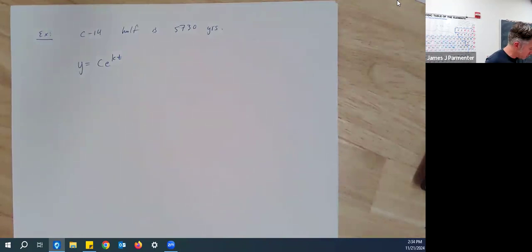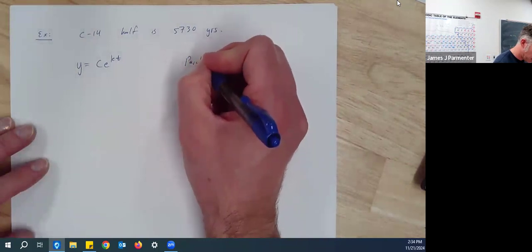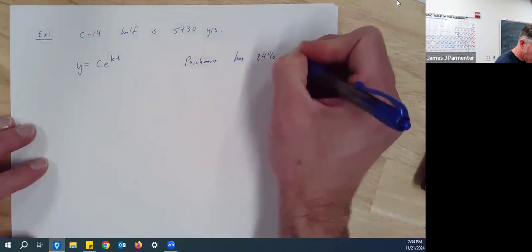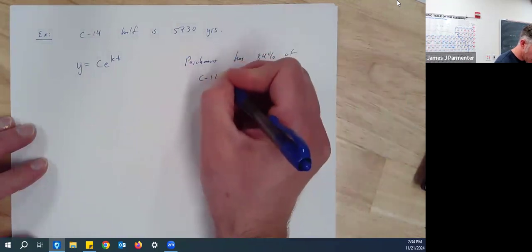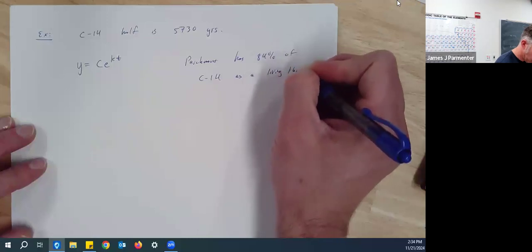Okay, here's finally the question. A discovery revealed a parchment fragment that had about 84% as much carbon-14 radioactivity as does plant material on the Earth today. Estimate the age of the parchment. So our parchment has 84% of the carbon-14 as a living thing. How old is it?